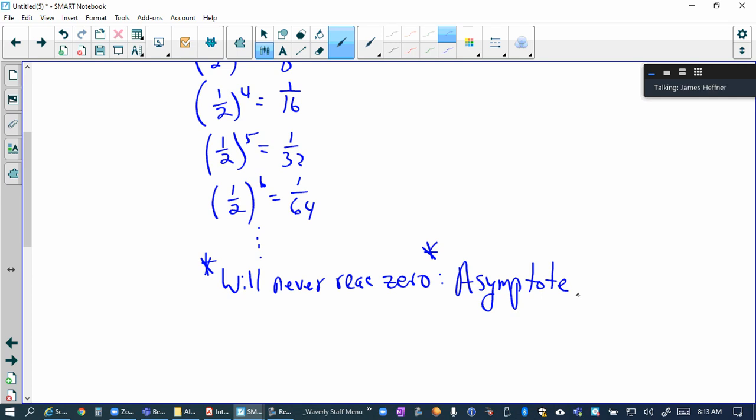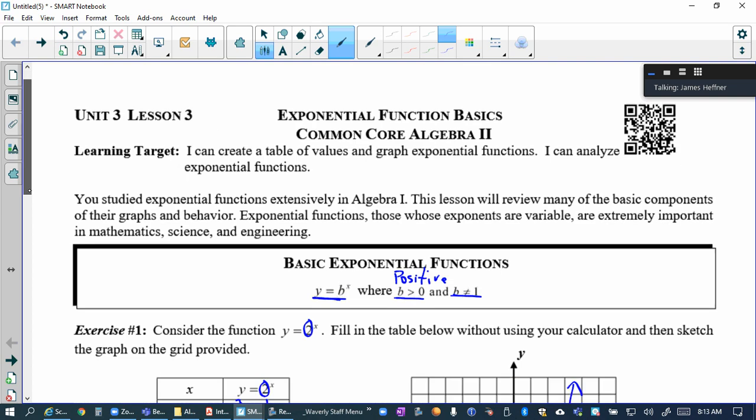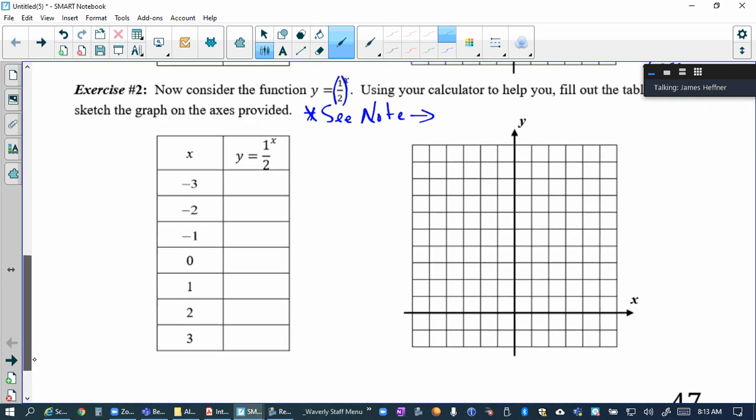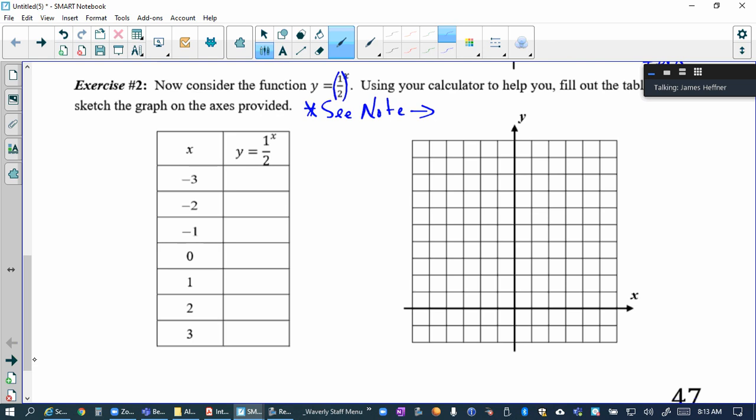So let's go back here, and we've actually done some of these values. Let's do a table of values for y equals 1/2 to the x. Well, we already did -3, so it would be 1/2 to the -3. We know that's 1/8, right? And then 1/2 to the -2, of course, is what? 1 over... 1/2 to the -1 is what? Would be 1/2. Oh, to the negative.